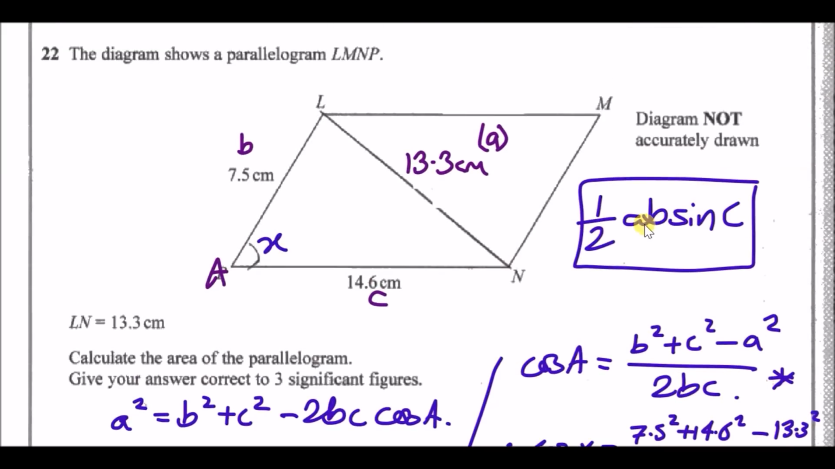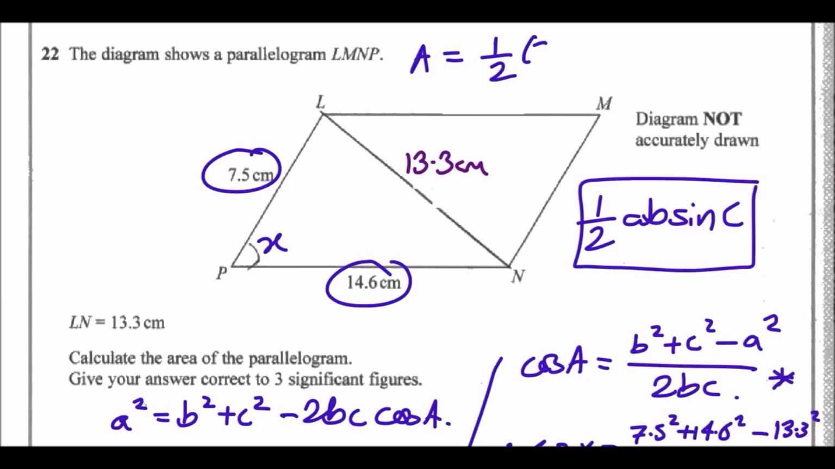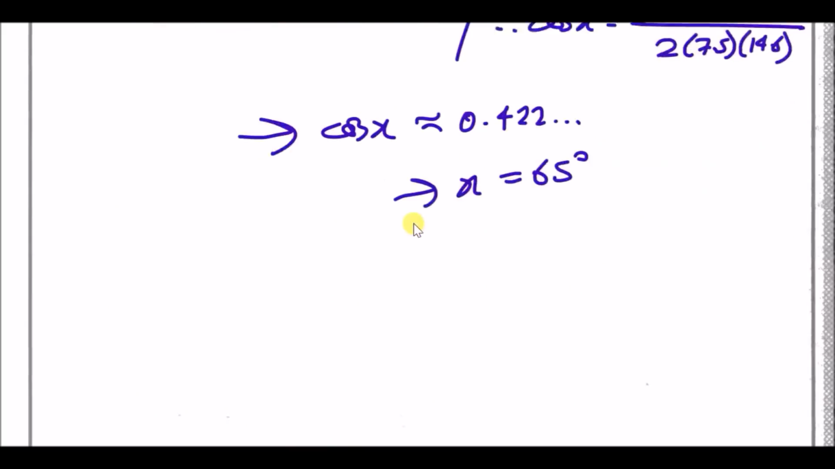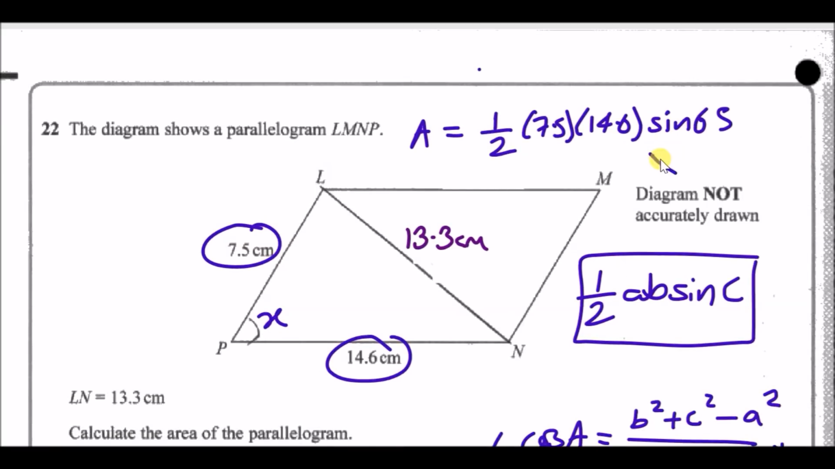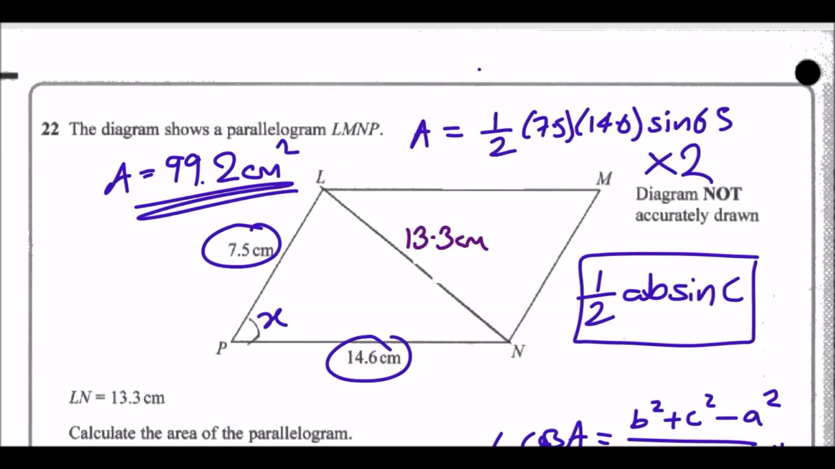We could just use the area of a triangle formula, so half AB sine C. And again, the best thing to do is always relabel this. When you're doing this by hand, always redraw every single diagram. So the area is going to be half AB, so these two opposite lengths, 7.5 times 14.6 sine C. And C, we just calculated the angle to be 65 degrees. Because we're trying to find the area of the parallelogram, we're just going to double this answer, so times it by 2. And when you do that, you should get an area of 99.2 centimeters squared. And that's it.